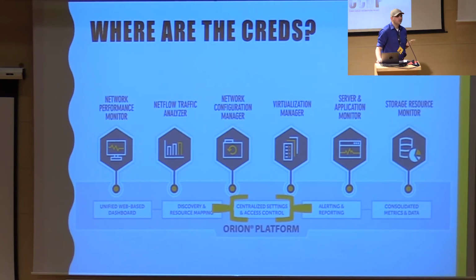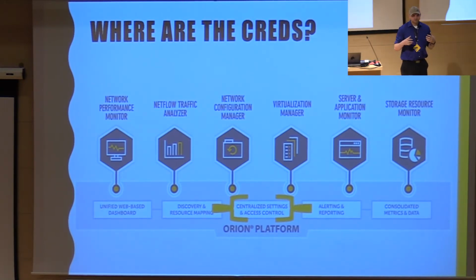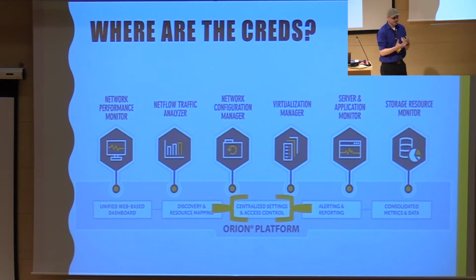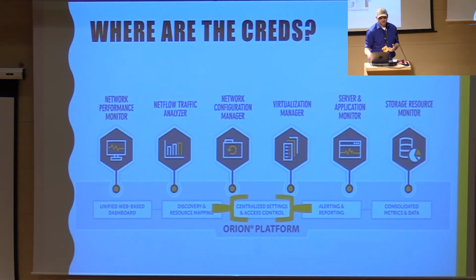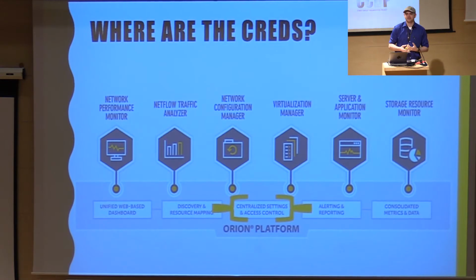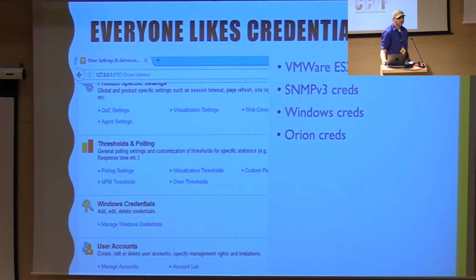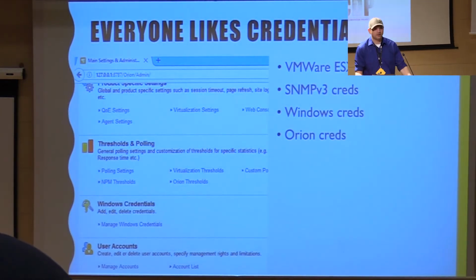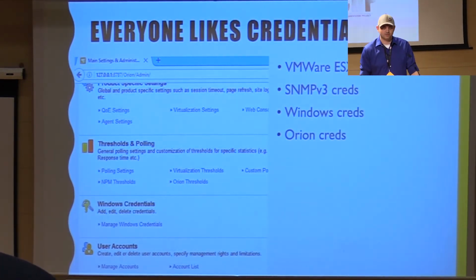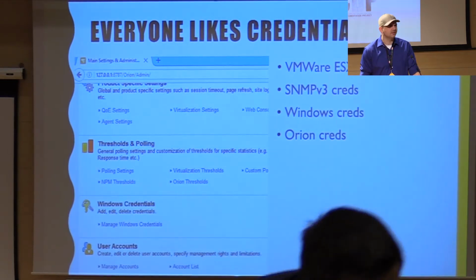But I wanted to know where the credentials are. That's why I'm going after this thing. This thing houses credentials for basically everything in the organization. It's the asset management. It's where everything is. So if I have credentials to things, then I can go anywhere I want. So it houses ESX credentials, SNMP3 credentials, Windows credentials, and obviously the Orion credentials to itself. And it does this in a secure fashion, right?